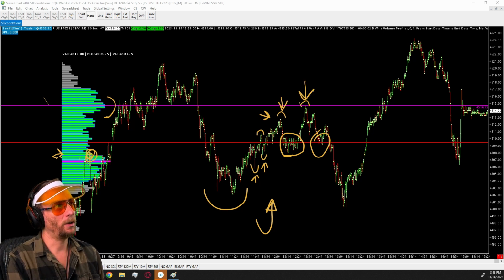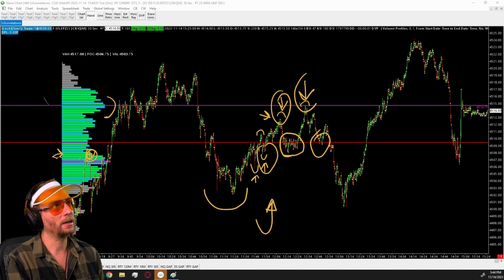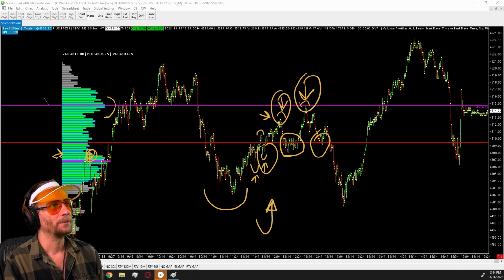I got the value area high pivot. I got the value area low pivot. So value area low, value area high. And I got the POC pivot to the tick. So I know they're going to hit this. And when they come in, it does struggle here briefly.